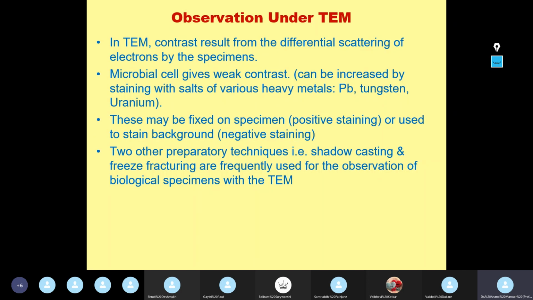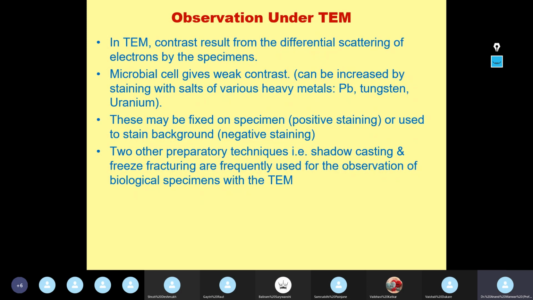is preferred. Staining with salts, particularly heavy metals, salts of heavy metals like lead, tungsten and uranium, these are more prominently preferred, so that these metal salts will be coated on the specimen sample or on the background. Now there are two ways. If these heavy metal salts are coated on the specimen sample, then it is called positive staining.